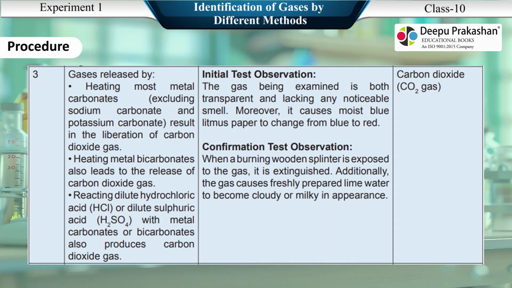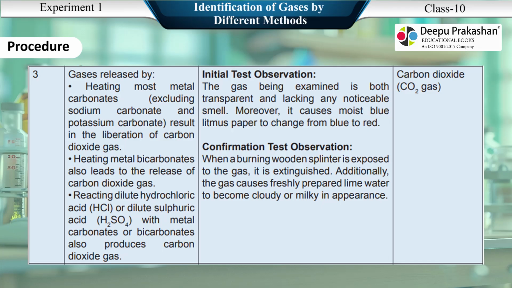3. Gases released by heating. Most metal carbonates, excluding sodium carbonate and potassium carbonate, result in the liberation of carbon dioxide gas. Heating metal bicarbonates also leads to the release of carbon dioxide gas. Reacting dilute hydrochloric acid or dilute sulfuric acid with metal carbonates or bicarbonates also produces carbon dioxide gas.